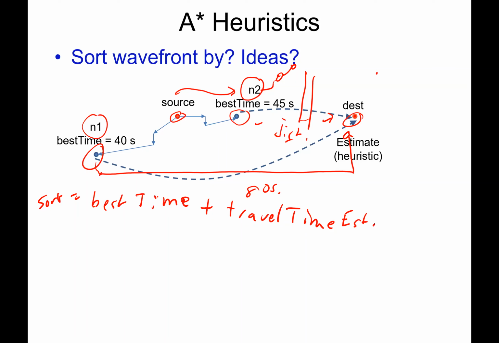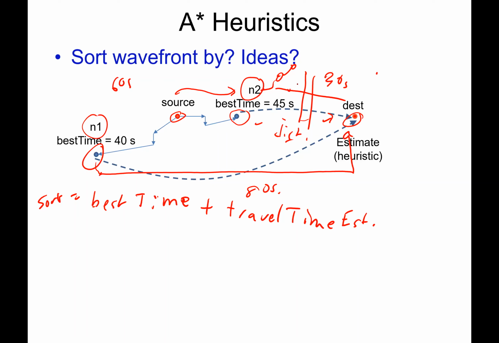Okay, so if we take our best time and we add the estimated travel time from where we are, we actually sort the wavefront in a very logical way. If we think that the travel time from N2 is say only 30 seconds, then we think that the travel time from N1, because it's further away, is say 60 seconds, then best time plus our 30 seconds would be 75 seconds for N2, and we'll sort it to be smaller. It'll come out first, we'll look at it first. Whereas best time plus the estimated travel time on N1 would be 100 seconds, so we won't look at it right away.